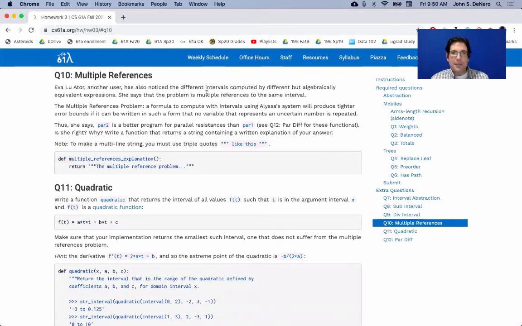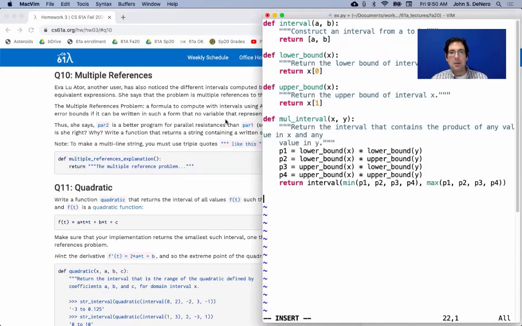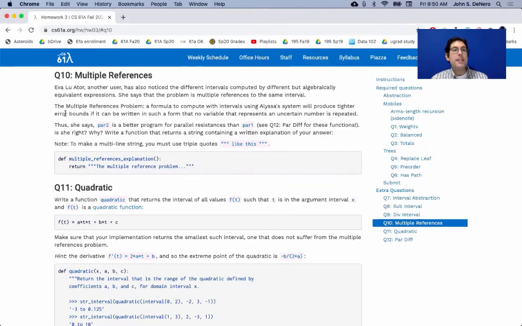Sometimes when intervals are computed by different but algebraically equivalent expressions, you get different results. And the problem is multiple references to the same interval. The multiple reference problem: a formula to compute intervals using this system, the system that has things like mul-interval, will produce tighter error bounds if it can be written in such a form that no variable that represents an uncertain number is repeated.